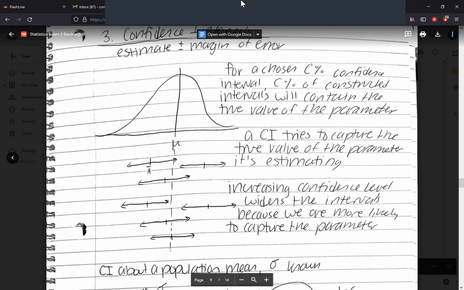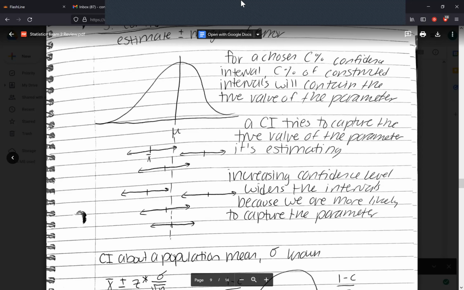So we say that for a chosen C% confidence interval, C% of constructed intervals will contain the true value of the parameter, and then 1 minus C% will not contain the value. So when we are constructing confidence intervals, we're trying to capture the true value of the parameter that we're estimating, because these distributions, X bar and P hat, are estimating the true value of the population.